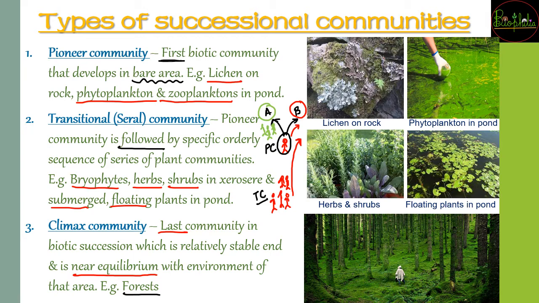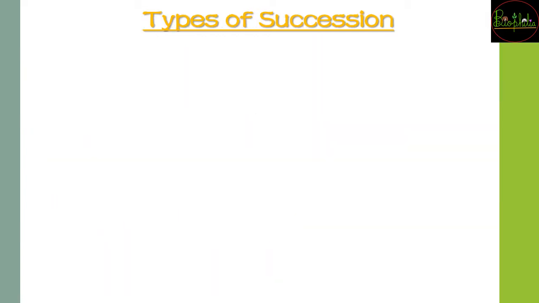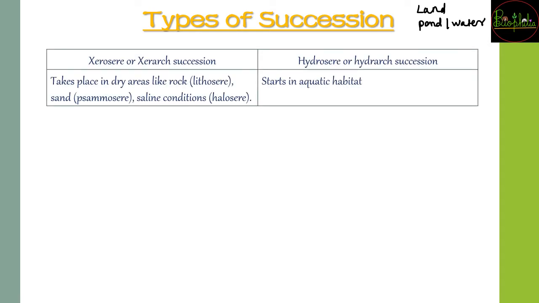So now as you have understood which communities are going to participate in the types of succession, now let's get ahead. Now what is the type of succession? As I told you, there are going to be two ecosystems. Ek hoga land, ek hoga pond, or you know, one is going to be water. Now once they need to come into equilibrium, what is going to happen? You are going to see that these are the two ecosystem types.